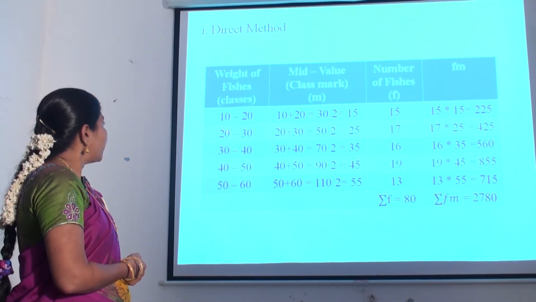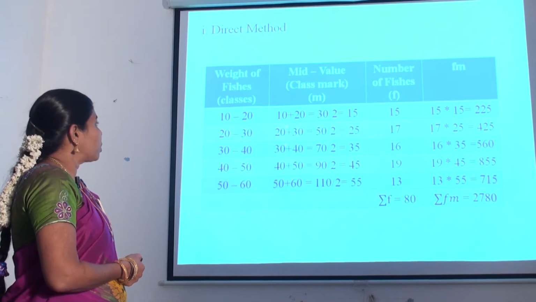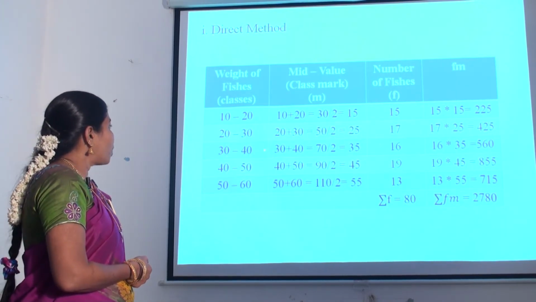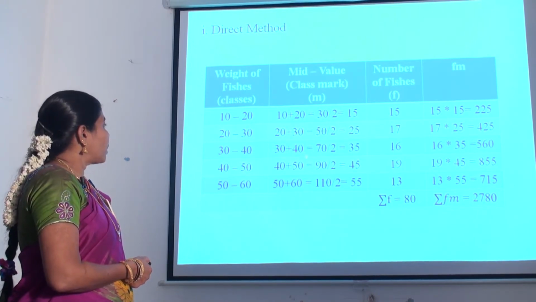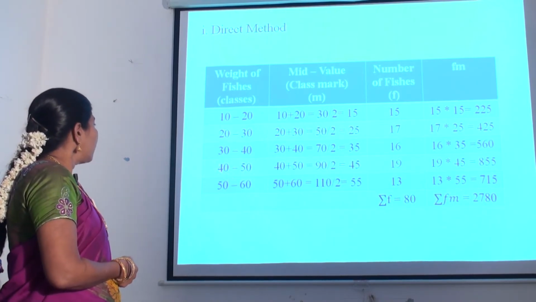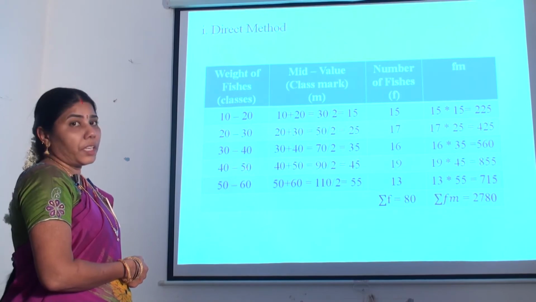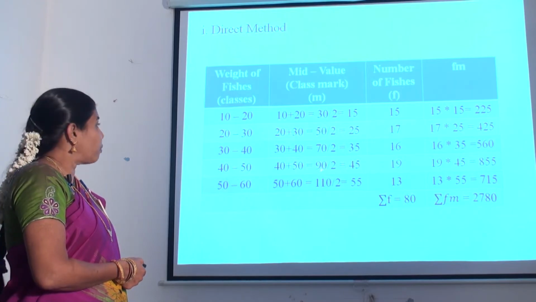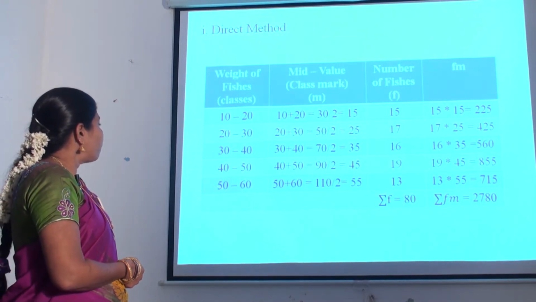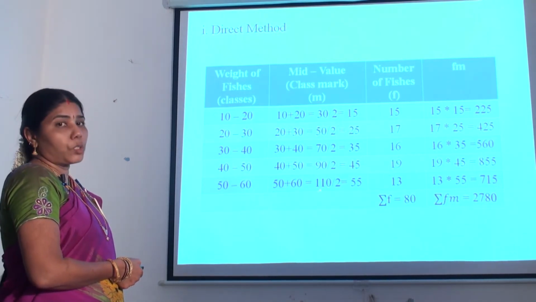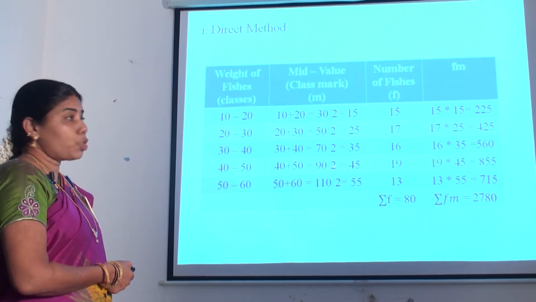The second class 20 is lower limit, 30 is upper limit. 20 plus 30 is equal to 50 divided by 2 is equal to 25. The third class 30 is lower limit and 40 is the upper limit. So 30 plus 40 is equal to 70 divided by 2 is equal to 35. In the fourth class 40 is the lower limit and 50 is the upper limit. 40 plus 50 is equal to 90 by 2 is equal to 45. Then the fifth class 50 is the lower limit, 60 is the upper limit. 50 plus 60 is equal to 110 divided by 2 is equal to 55.